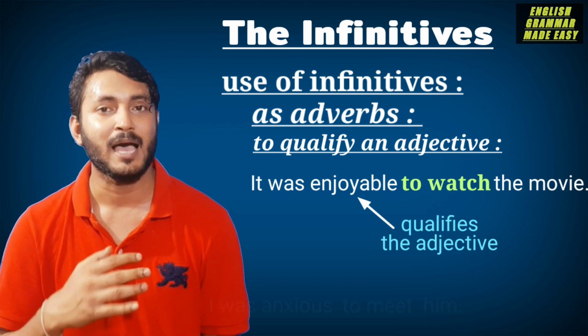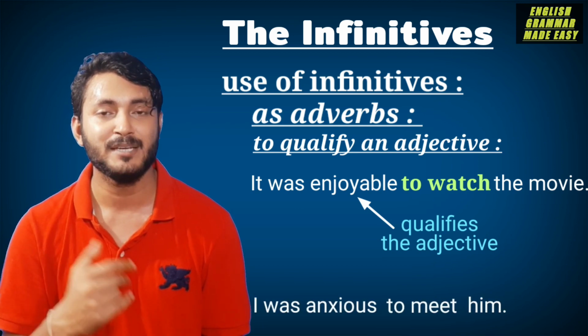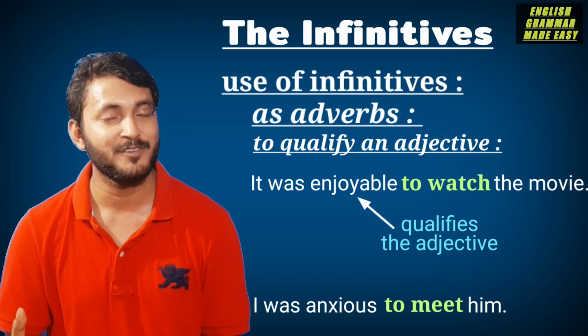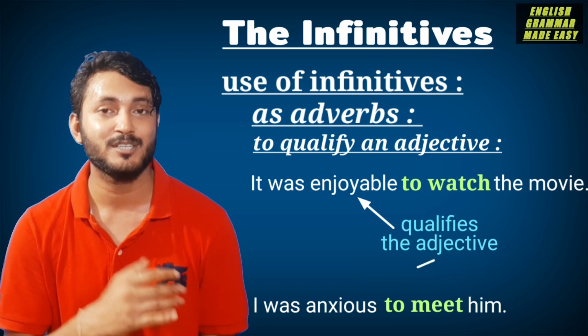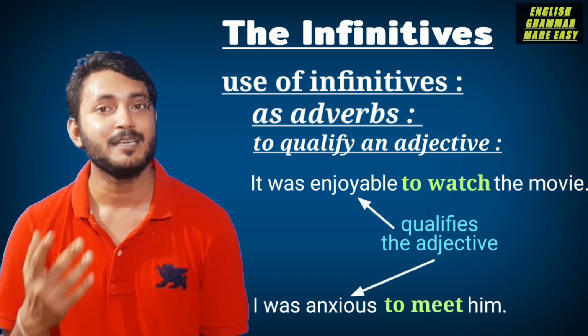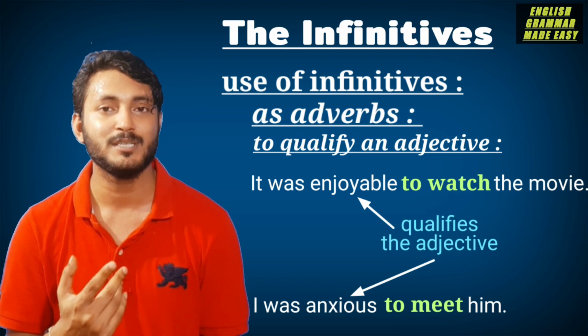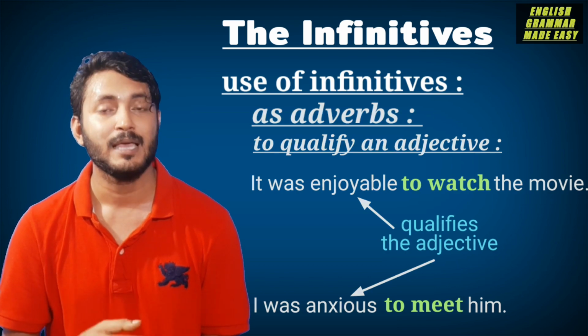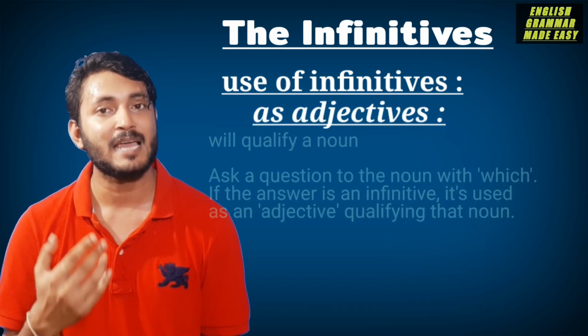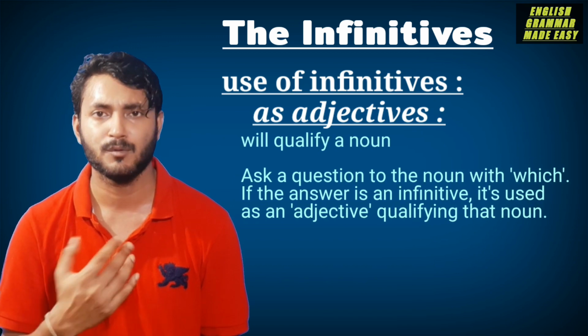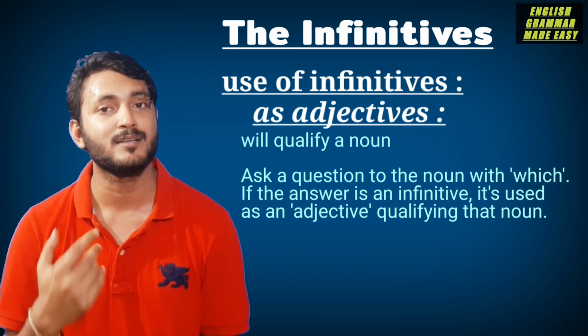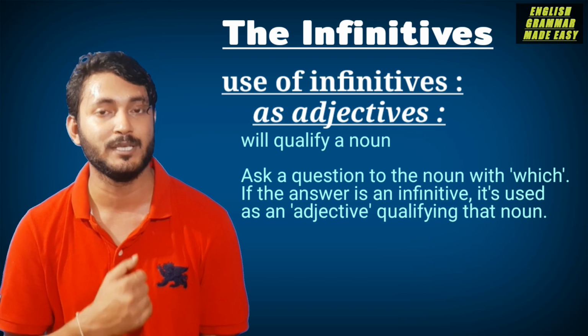Okay. I was anxious to meet him. To meet is our infinitive written after the adjective anxious and here it is qualifying that adjective, so it is used as an adverb. Okay. And then infinitives can be used as adjectives as well. They will be written after a noun and will be the answer of the question which.